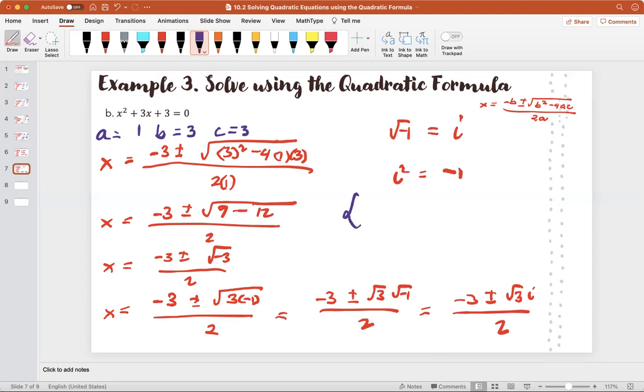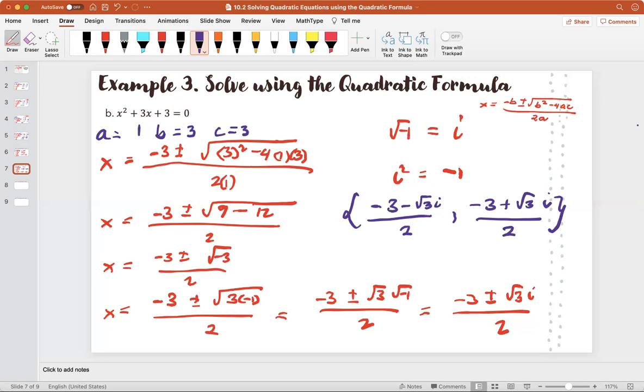Therefore, we can write our solution set. Our solution set would be negative 3 minus square root of 3 i all over 2. Make sure that i is outside the radical. Now we have negative 3 plus square root of 3 i. See, i is outside the radical. That's a proper way of writing. So we have these solutions, and these solutions are not real.